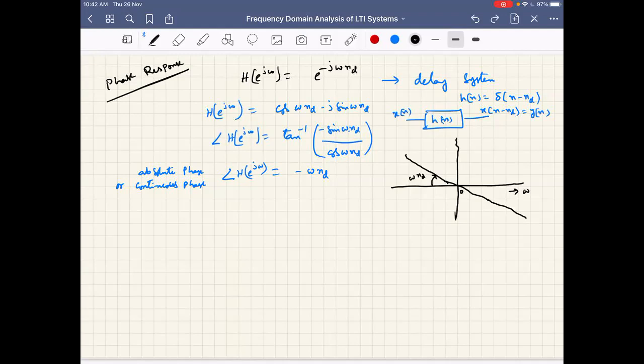Or rather, we can write this more effectively here. This is minus omega nd, and this is 0. Now you can see that this is the phase phi of omega. For ease of notation, we can denote this as phi of omega. This is the phase of the frequency response of this delay system. Now there is another term worth defining here, referred to as group delay.